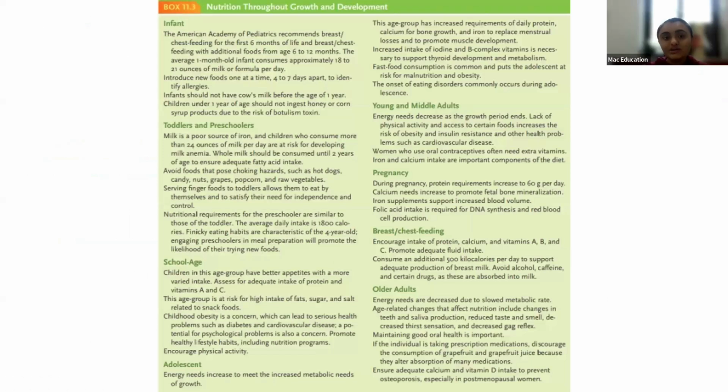Then we have seen the nutrition throughout the different stages of life. During infancy, what type of food you have to give; during the toddler and preschool age group, school age, adolescent, young and middle adults, pregnancy, breastfeeding mothers and older clients. So I will ask you tomorrow, in infancy, what kind of nutritional needs you have to remember, in toddlers what you have to remember, in school age what you have to remember. I'll ask you tomorrow, so just read and come tomorrow.